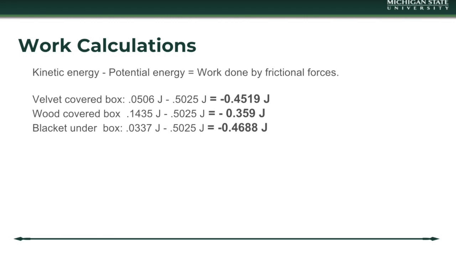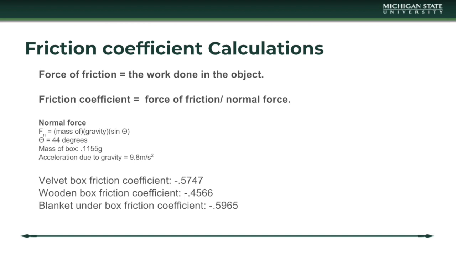In order to calculate our friction coefficients, we determined that the force of friction was equal to the work done on the objects. Therefore, we could find the friction coefficient by dividing the force of friction by the normal force. The normal force was the mass times gravity times the sine of the angle of the ramp, which was 44 degrees. The wooden box had the smallest friction coefficient, while the blanket under the box had the largest friction coefficient.